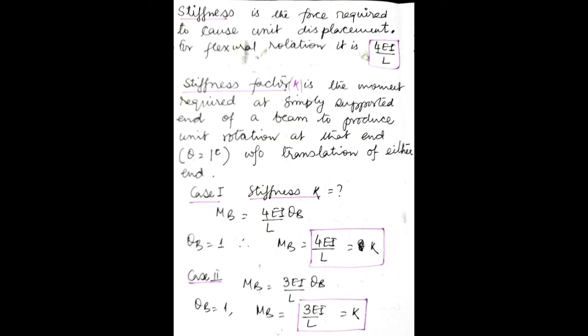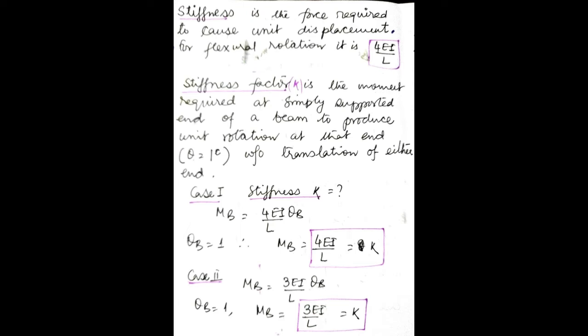Next is very important definition, that is stiffness. What do you understand by the stiffness? Stiffness, always remember, it is a force. First of all, stiffness is a force which is required to cause unit displacement. So to cause or to induce a unit displacement, what is the force required? That is called the stiffness. Now for flexural rotation, flexural means that the moment induced. For the moment induced or the flexural rotation, the stiffness value is equal to 4 EI by L.